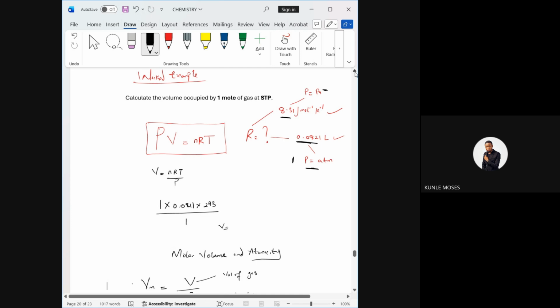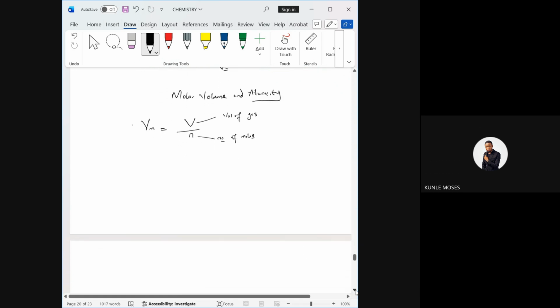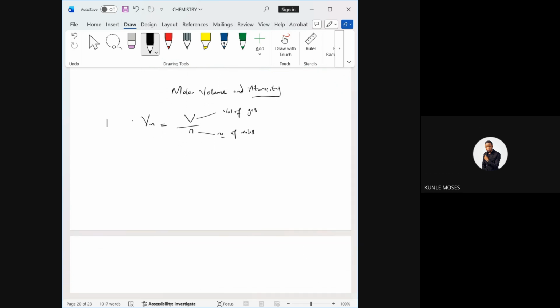If they ask you for 3 moles, you multiply 22.4 by 3. That should give you, I'm not with my calculator, maybe around 67 point something. That's just the logic. So let's continue with molar volume and atomicity. Remember, in case they give you a question like that in your exam hall, don't waste your time doing calculation. Just go straight to it.